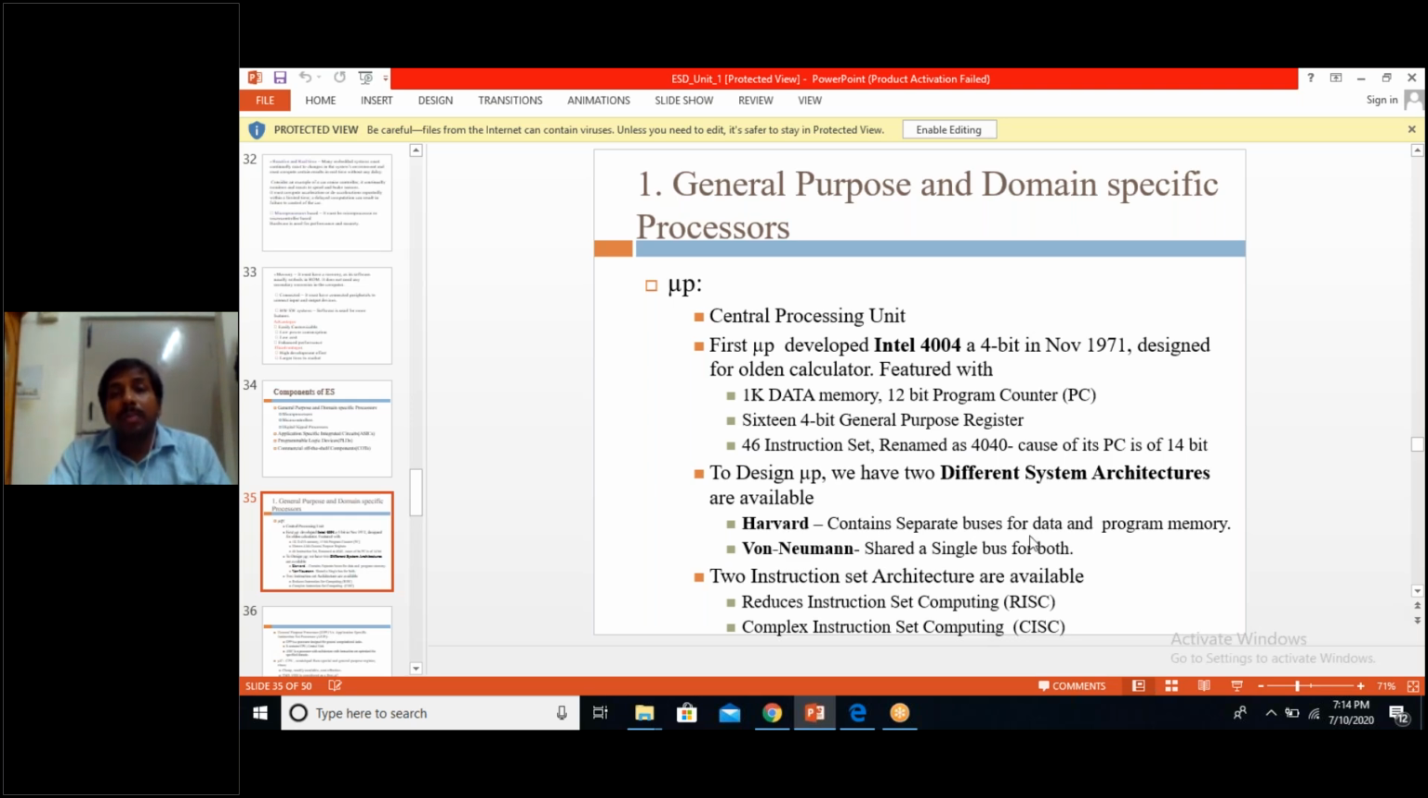Harvard architecture has a separate bus for data and program memory, whereas von Neumann architecture shares a single bus for both data and program memory. Also, you can classify your architecture based on the instruction set as RISC and CISC: reduced instruction set computing processor, and complex instruction set computing processor.